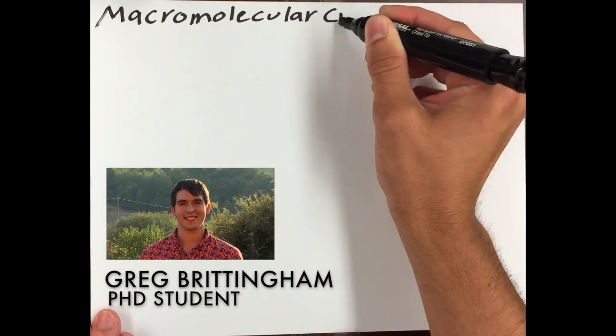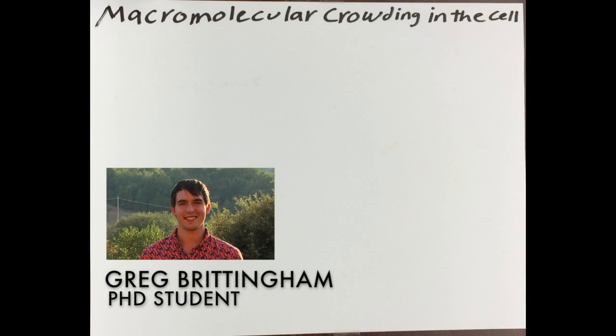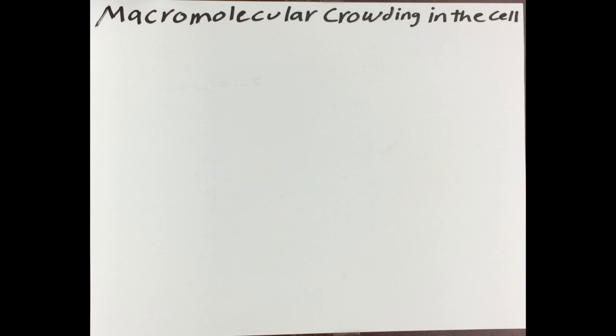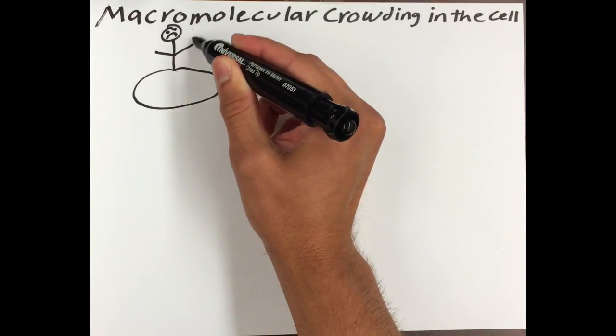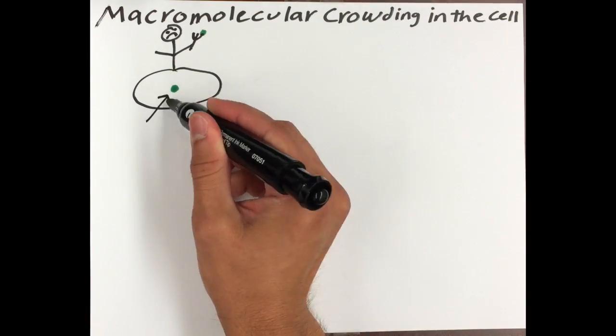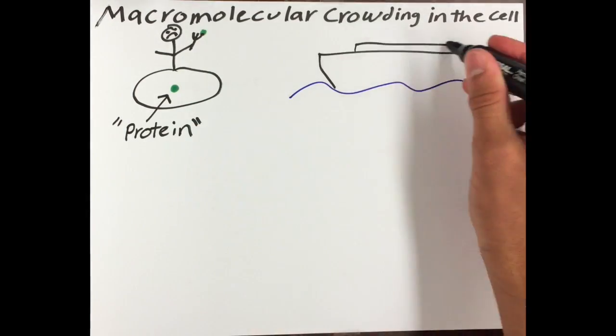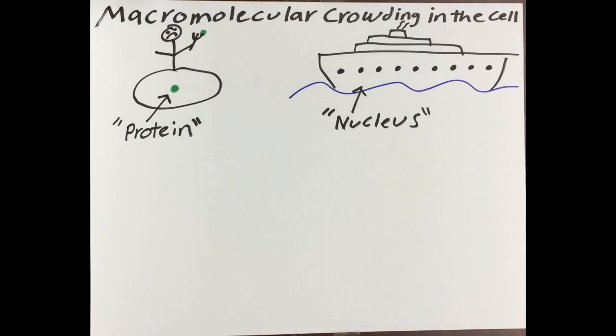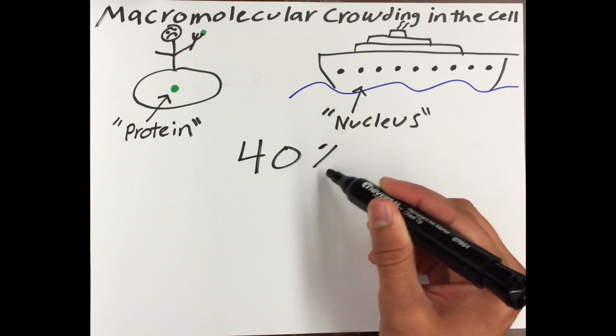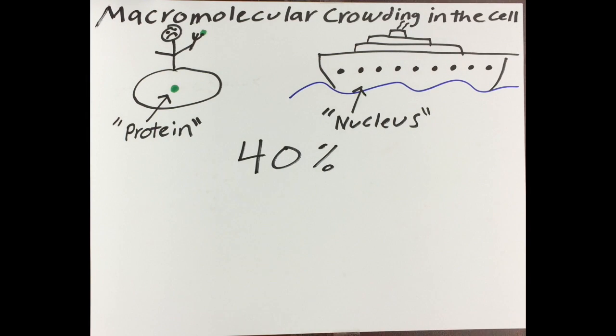Today, I want to tell you about macromolecular crowding and how it affects the function of the cell. The cell contains objects of a huge range of sizes. In fact, if a protein were the size of a pea, then the nucleus would be the size of an ocean liner. There are some estimates that up to 40% of the mammalian cell volume is occupied by macromolecules.